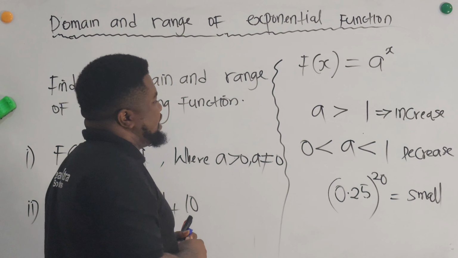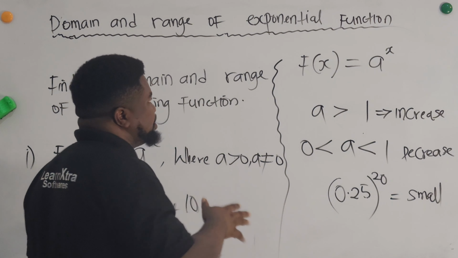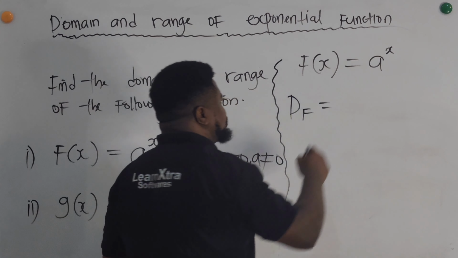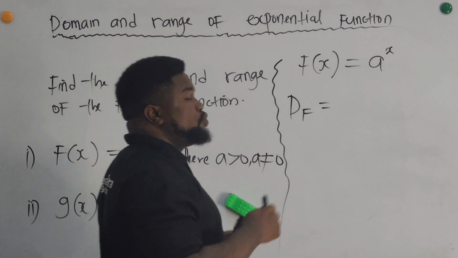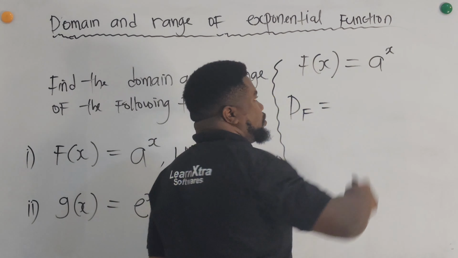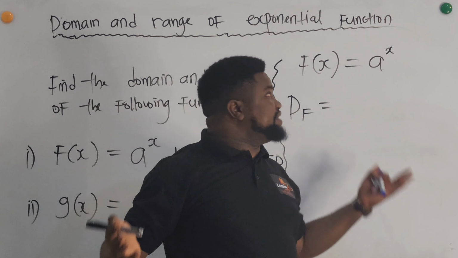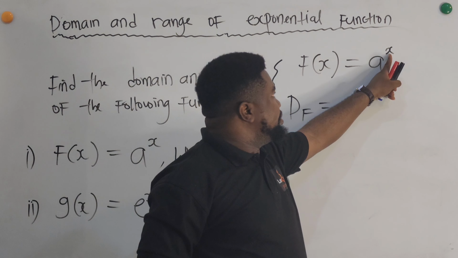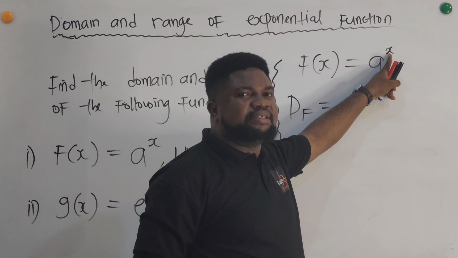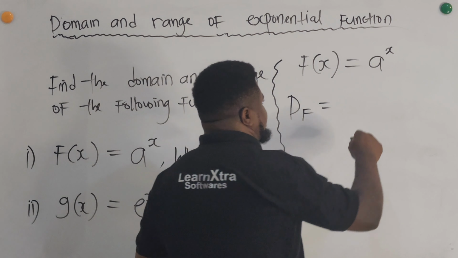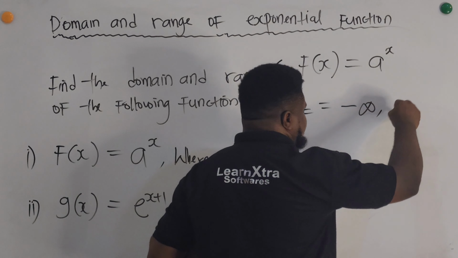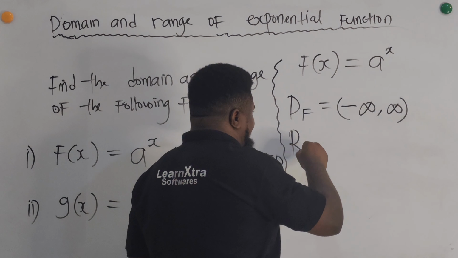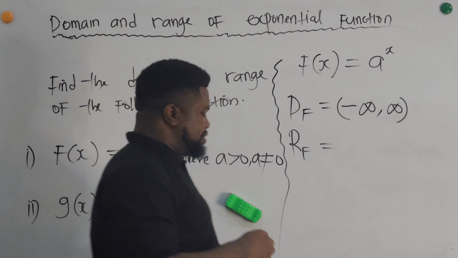So quickly, let's write the domain and range for our exponential function. By domain, dom f, we are looking for the values of x that will work. And in fact, everything will work. Any number that goes in here must give us an answer. Therefore, my domain is all real numbers.